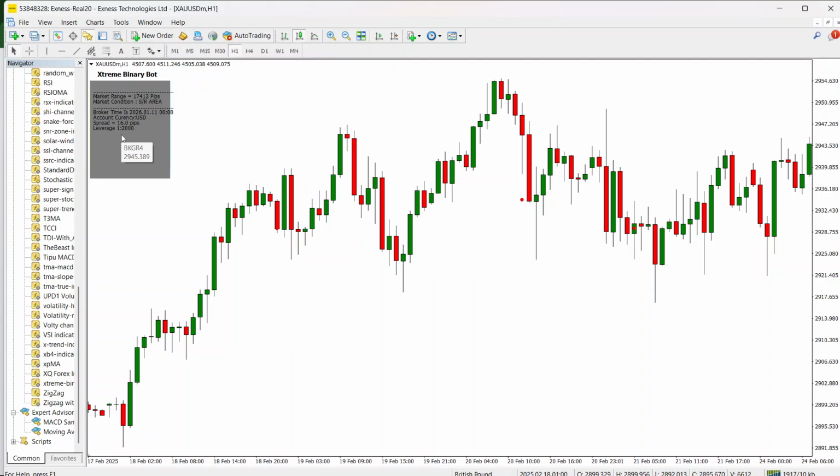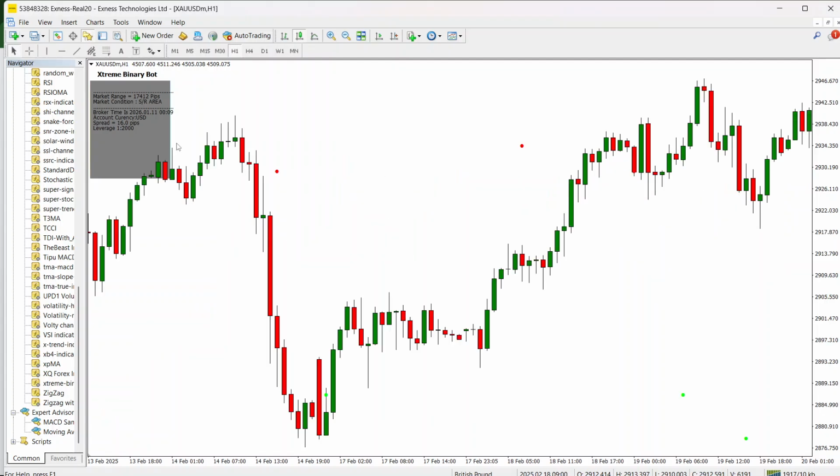The colored dots identify potential entry and exit points, with green dots for long positions and red dots for short positions, requiring traders to combine the information with entry and exit dots for complete trade decision.